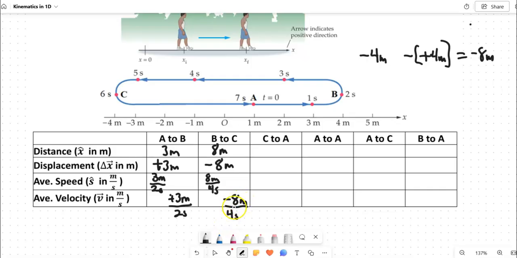Negative 2 meters per second is not the same thing, in my opinion, as a negative 8 meter displacement over the period of 4 seconds. The way I talked about negative 8 meters displacement over the period of 4 seconds tells you a more whole story of what is going on with that vector. You don't have to reduce.